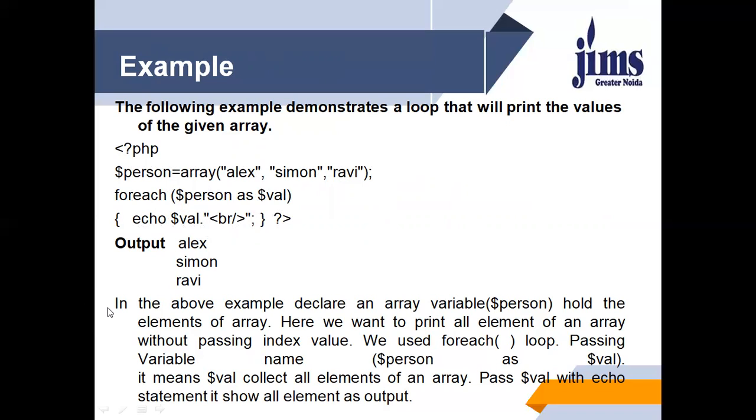So here in this example, you are declaring array variable $person. It holds the elements of the array. Here we want to print all the elements of an array without passing index value. We use foreach loop, passing variable name $person as $val. It means $val collects all elements of the array. Pass $val with the echo statement. It will show an element as the output. So first it will print Alex, then Simon, and then Ravi. This is how foreach loop works.